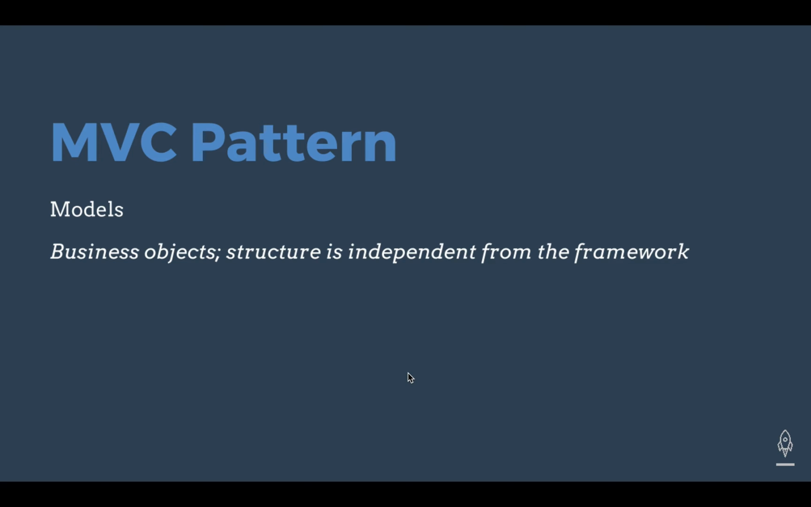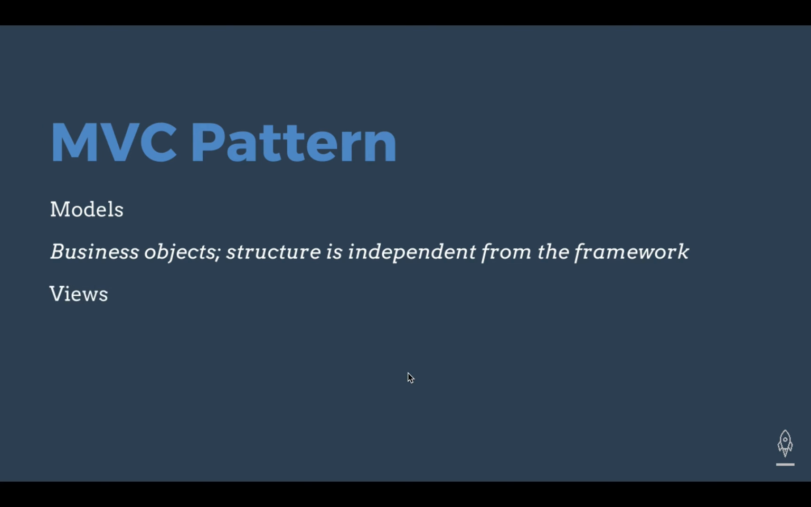As an example, if you think about a blog and the different handlers and the templates and all those things that are part of it, the models, the business objects, would be the objects that represent a blog post or a user or a category of blog posts, things like that.